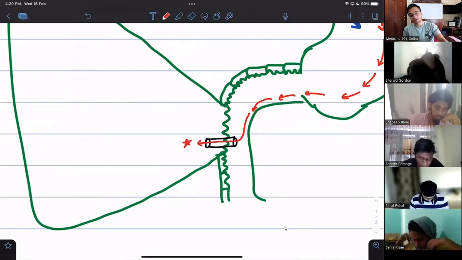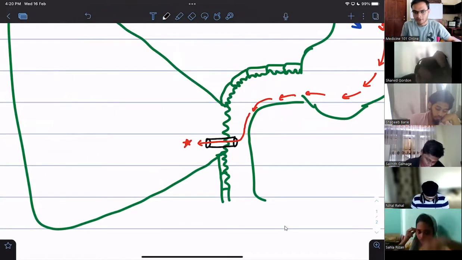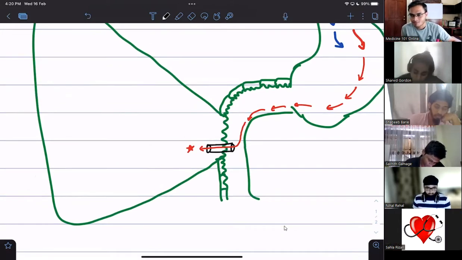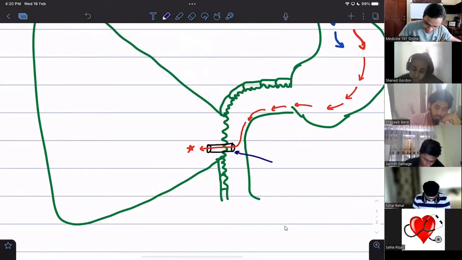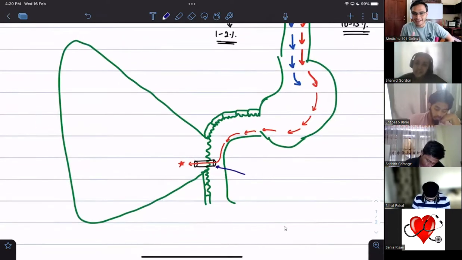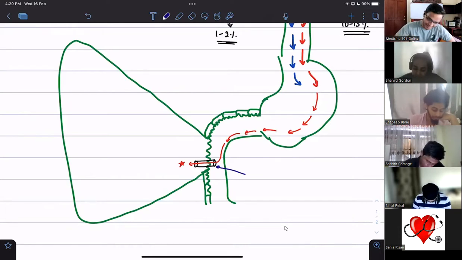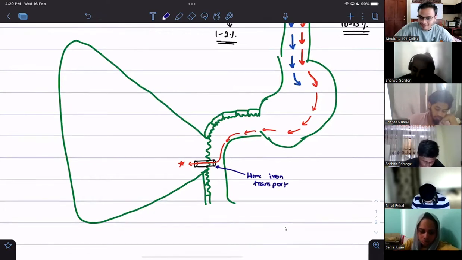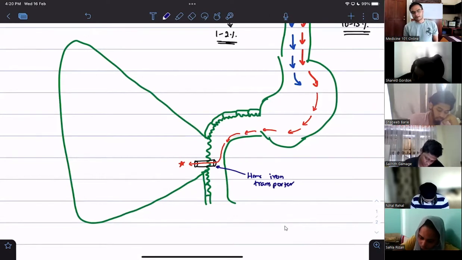What is the name of this transporter? Anyone know? Anyone want to guess? Shashank, want to guess? Just from the name, what do you all think it is? Iron receptor. Receptor, no, let's modify it a little bit more. Heme iron transporter. Very easy, no? This is called the heme iron transporter.